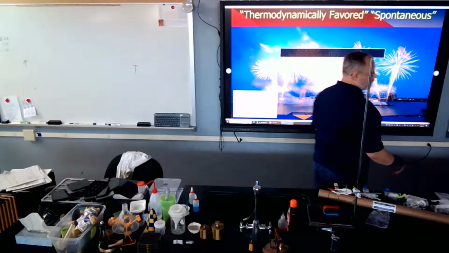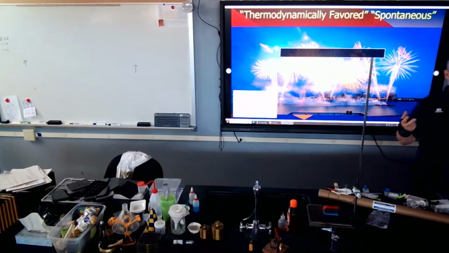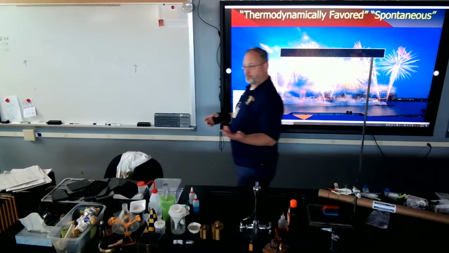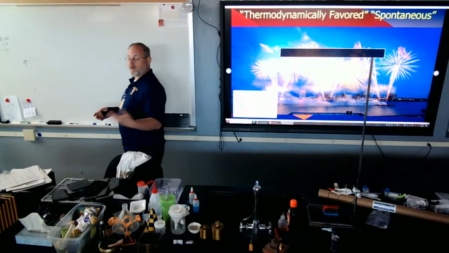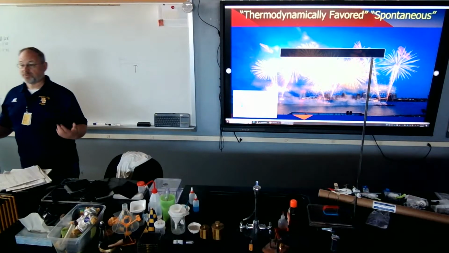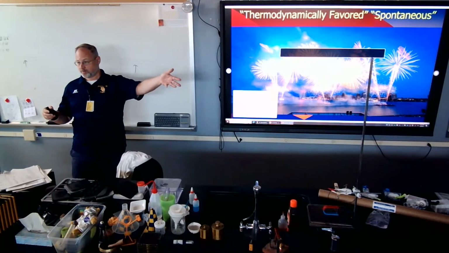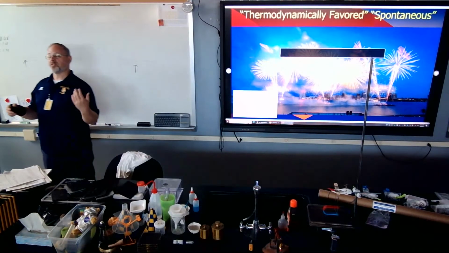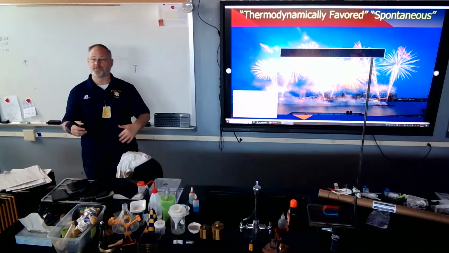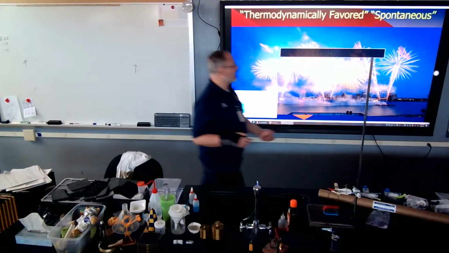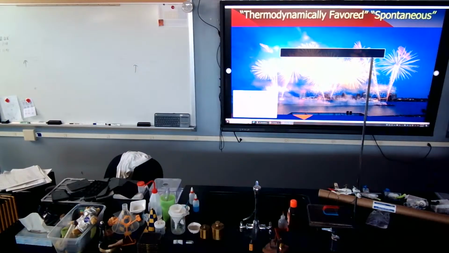Okay, so we have enthalpy, which is heat energy, which would go into a system or out of a system. We have a special name for enthalpy when heat goes out of a system. What is it called? Exothermic. And we have a special name when heat energy goes into a system. What is that called? Endothermic. And then we have this crazy word that basically just means thermodynamically favored, and that is spontaneous.